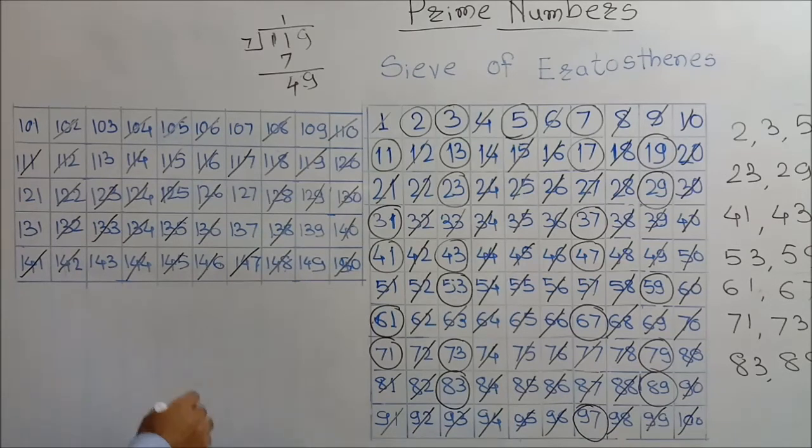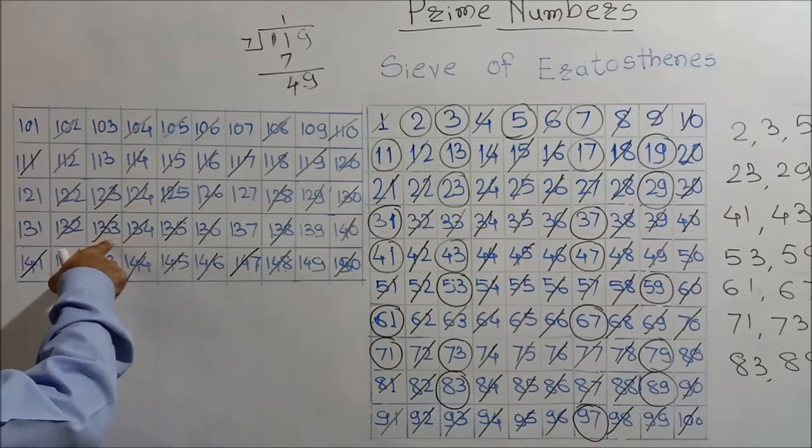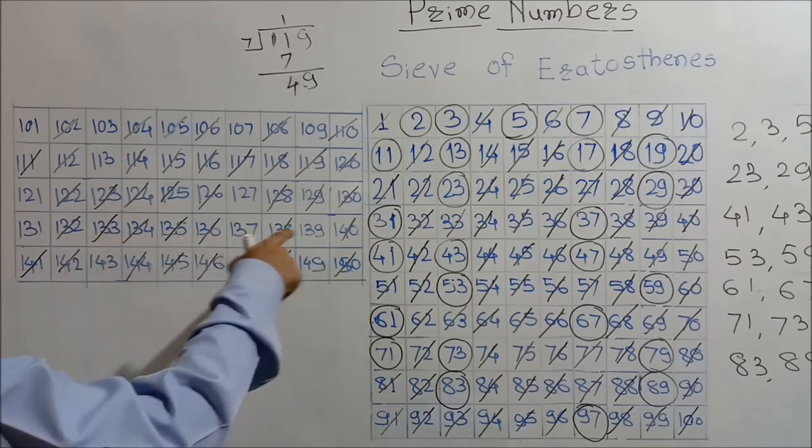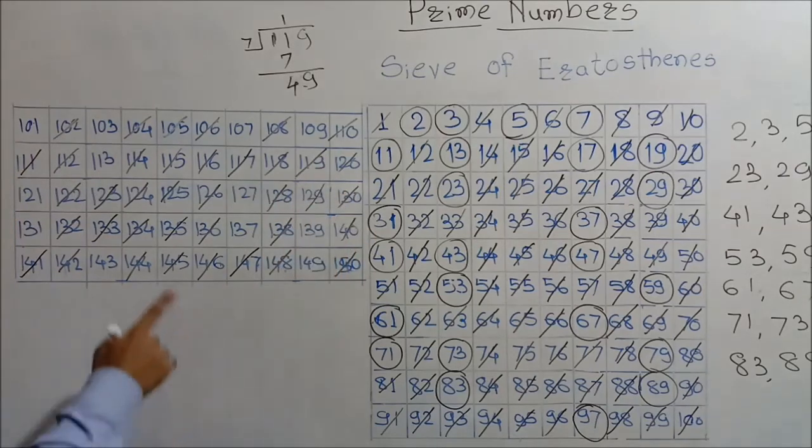Okay. Now after that, to 133 we will add 7. We get 140. It is in the table of 7. It is already crossed. And 147 is already crossed.